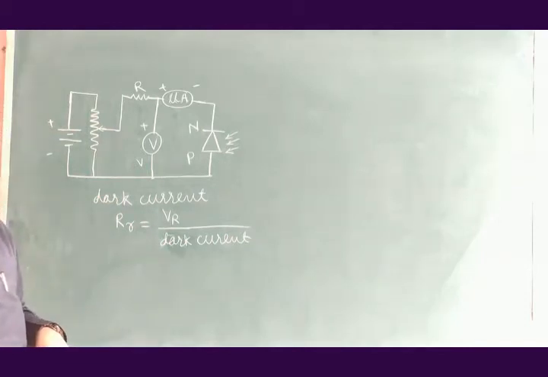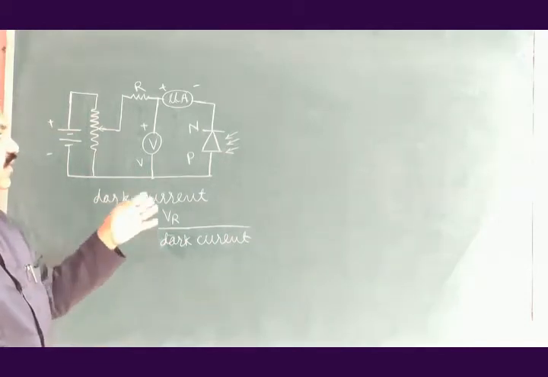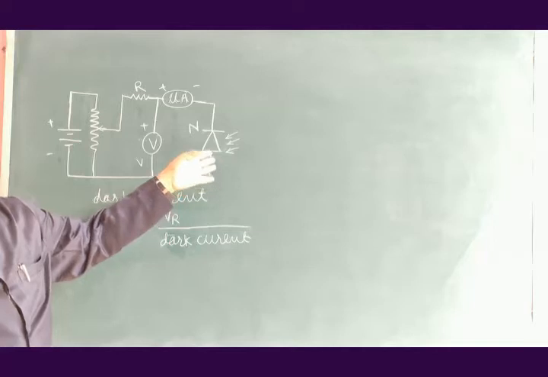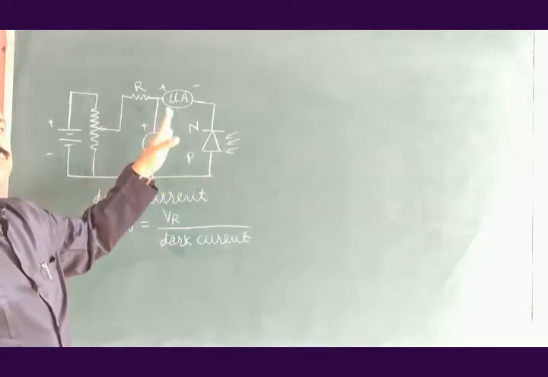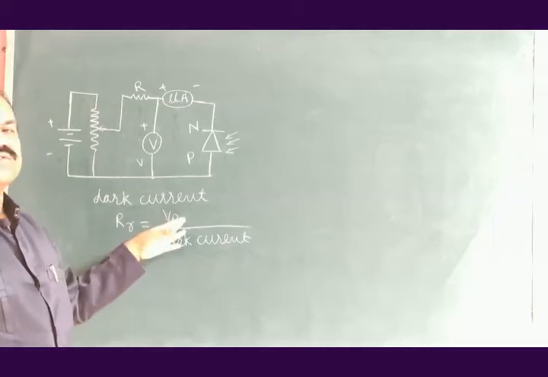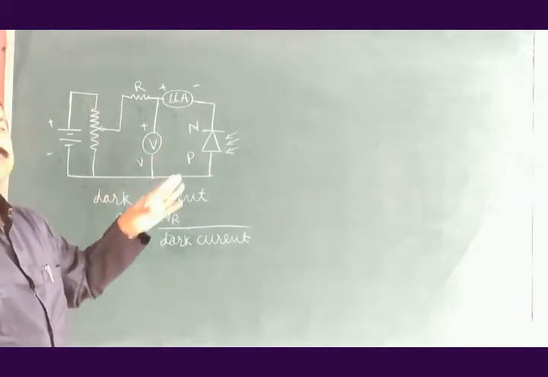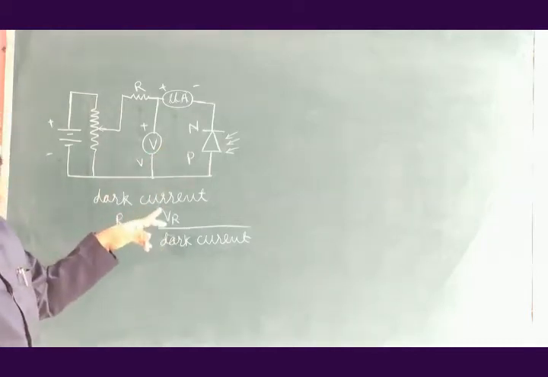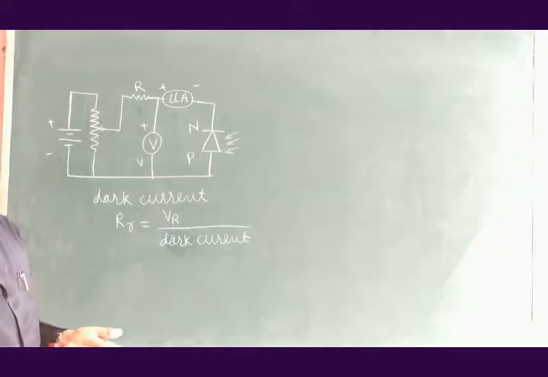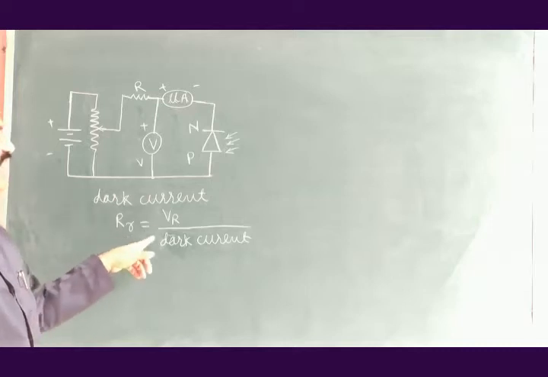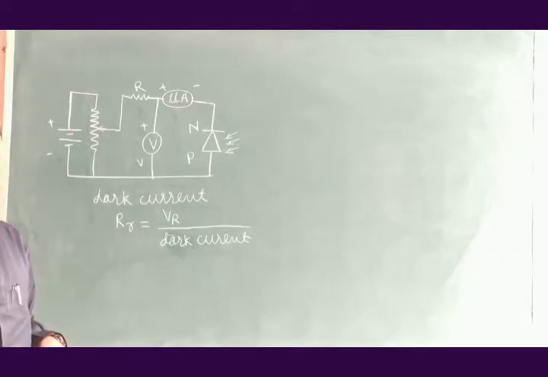The resistance of the photodiode when no light energy is incident on it still shows some current because of the reverse bias voltage we applied. That current is known as dark current, and the resistance offered by the photodiode to this dark current is RR, equal to VR divided by the dark current.